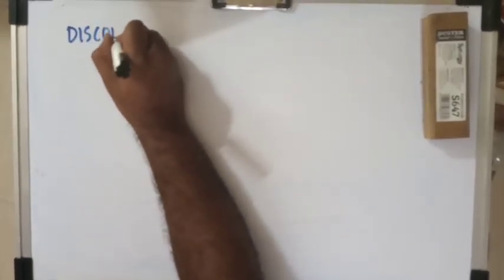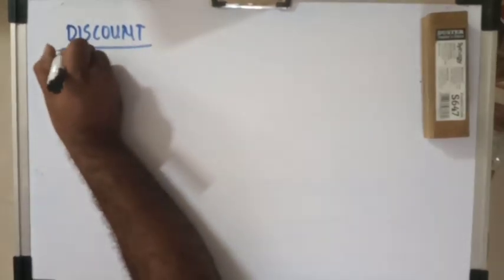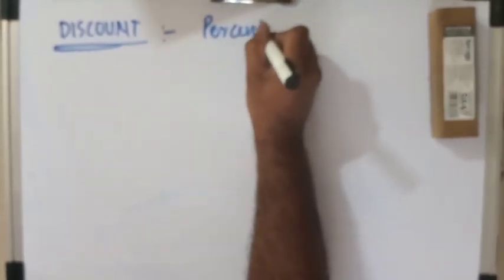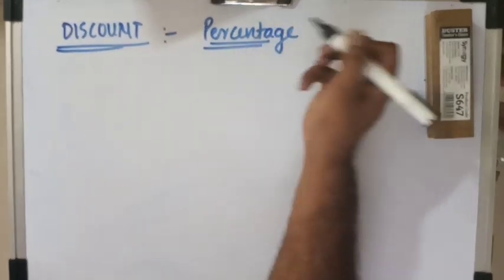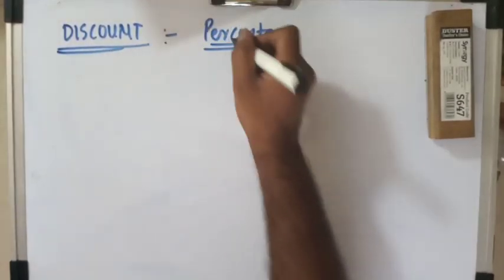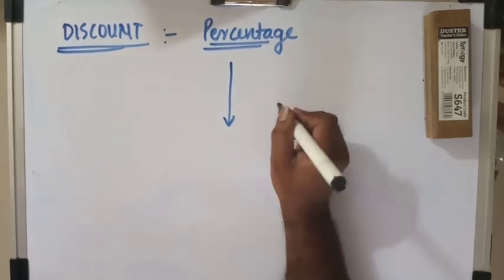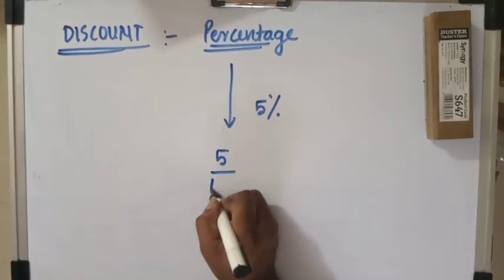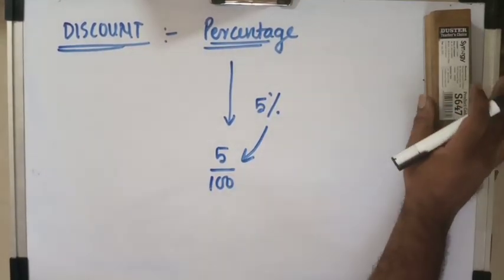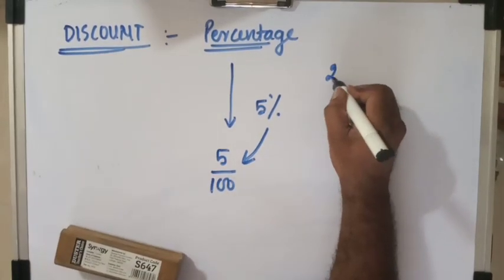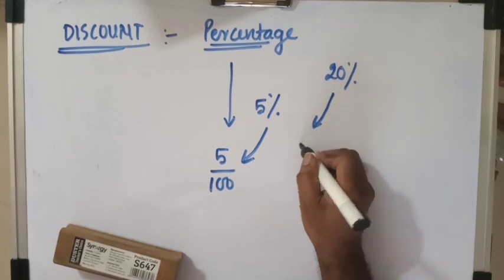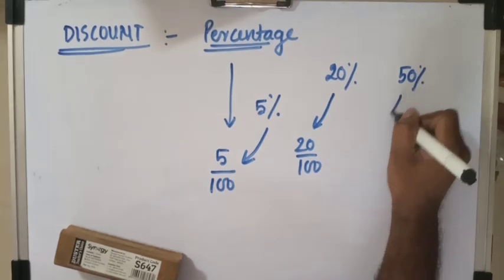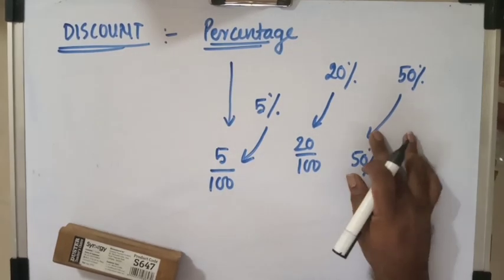How do you calculate discount? Okay, discount is always given on percentage. 5% discount, 10% discount, 20% discount. So before learning discount, let's learn what exactly percentage is. Say if someone tells you 5%, that means 5 upon 100. 5% is nothing but what? 5 upon 100. Say if someone tells you 20%, that means it's 20 upon 100. If someone tells you 50%, that means 50 upon 100.